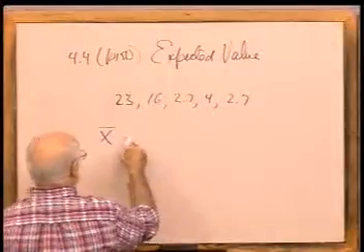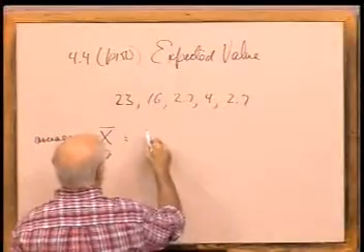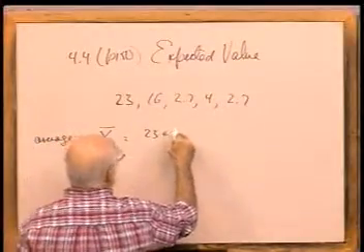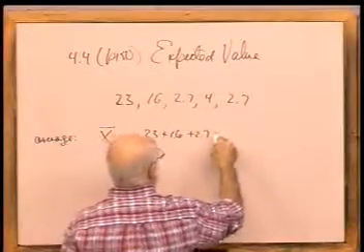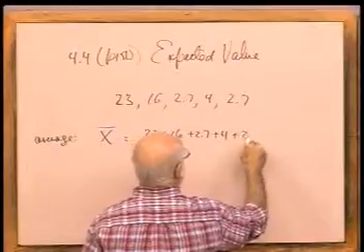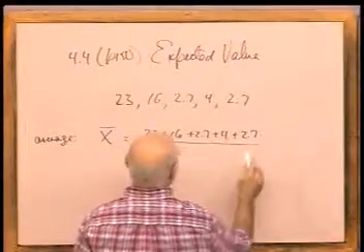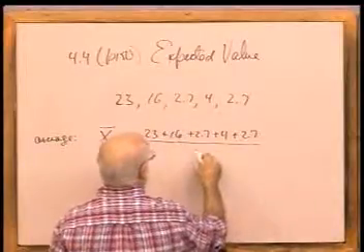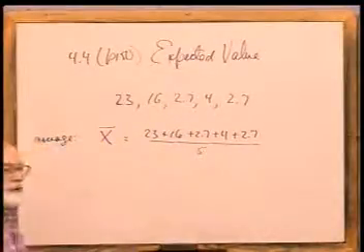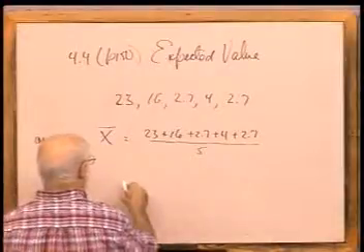Okay, so what I would do is I would take the values, which in this case are 23, and 16, and 2.7, and 4, and 2.7, add them up, and divide by the number of numbers, which is 1, 2, 3, 4, 5. So whatever that turns out to be, that would be the answer. But I could rewrite this like this.